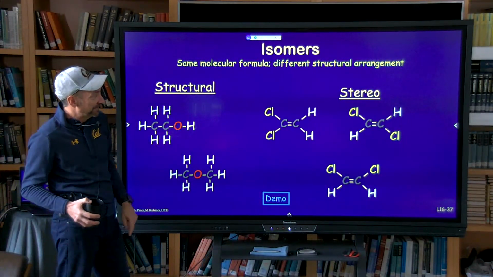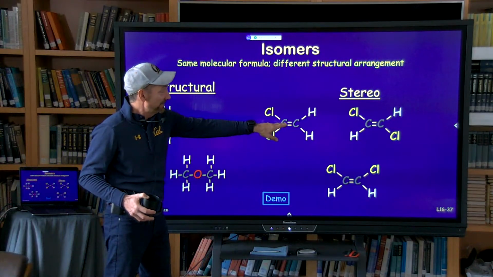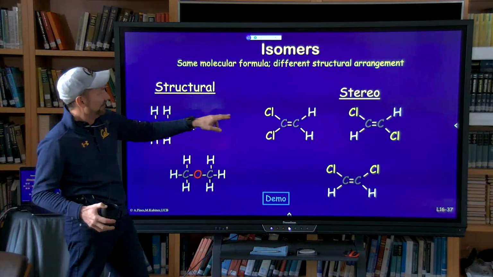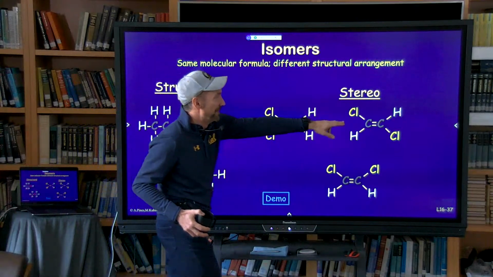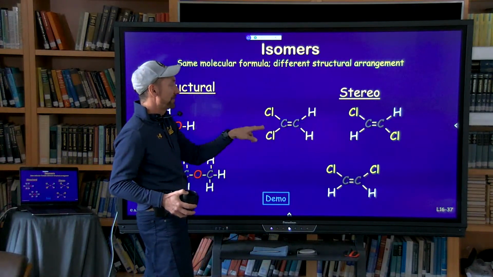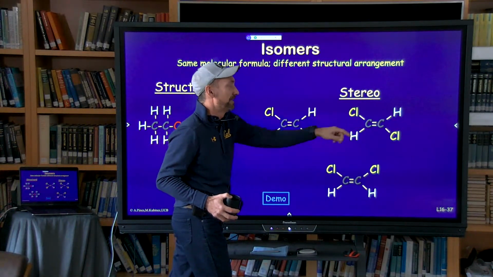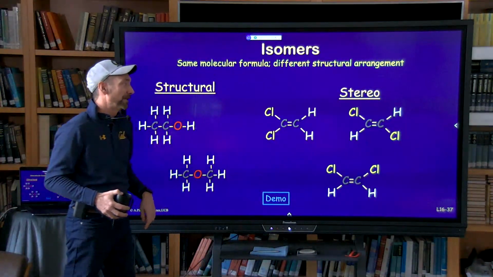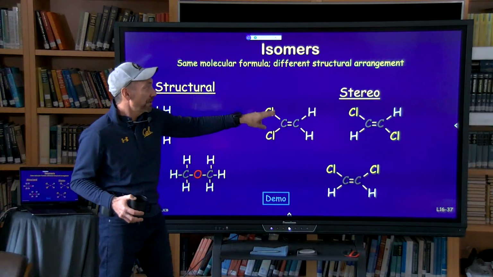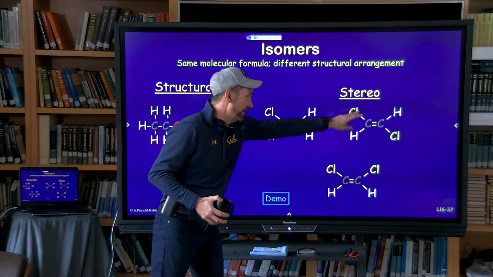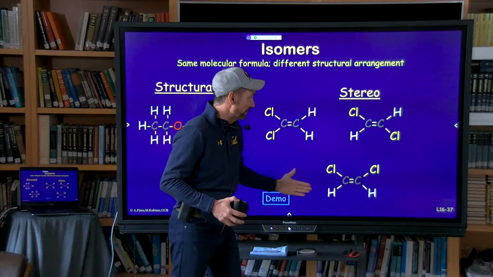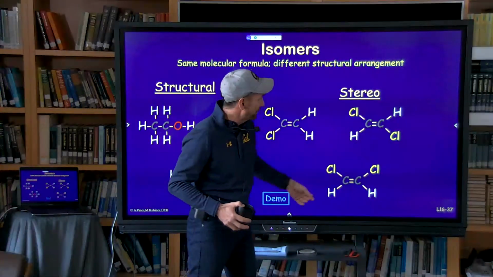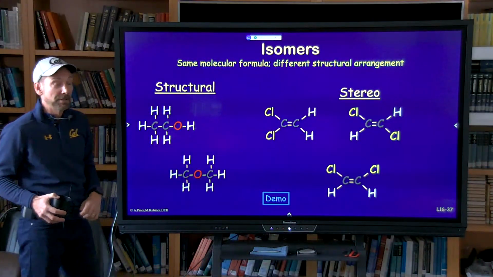This one now is a structural isomer of these, because the arrangements are different. There's two chlorines here, so the chlorines are both on the same carbon. That is a structural isomer of these two. So there's three arrangements, three isomers: two of them stereoisomers, one of them a structural isomer.